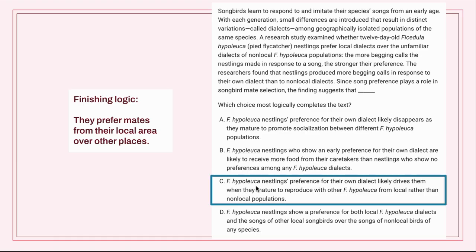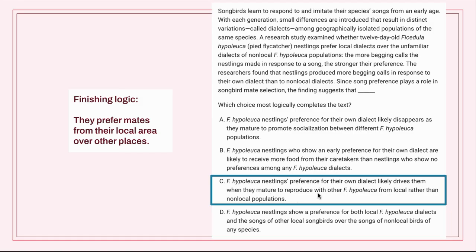So C pretty much says what I said in wordier ways. The nestlings' preference for their own dialect likely drives them, when they mature, to reproduce or mate with others of their species from local rather than non-local populations. All it's saying is that their dialect or song, here used interchangeably with language, means they want to reproduce once they mature with local birds of their own species.